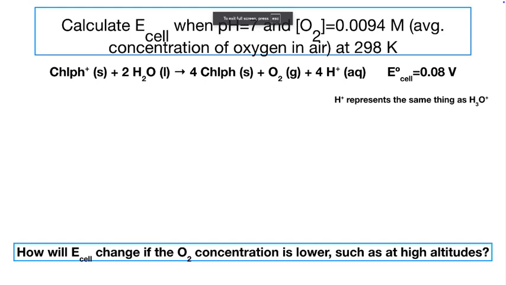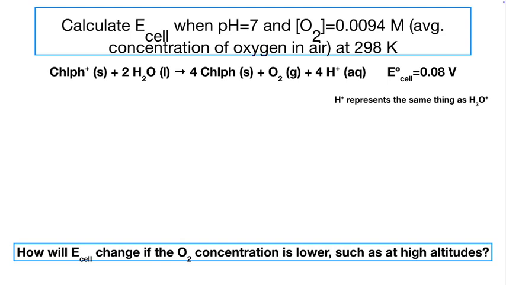Why aren't you? So how will the cell potential change if the oxygen concentration is lower? So there's a tougher question. It might be nice if we had more information in here, but how would the cell potential change if your oxygen concentration is lower? What is the oxygen concentration going to affect? This would be if we evaluated our tail end of this.